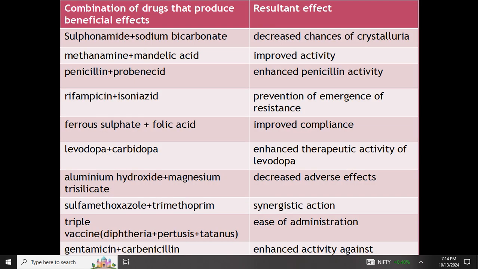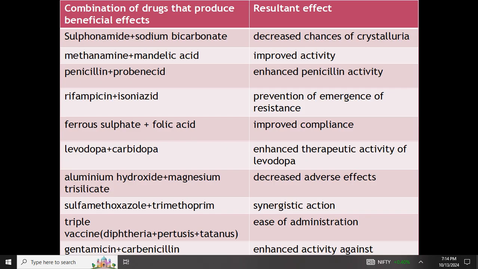So this is the combination of the drugs that produce beneficial effects and the resultant effect. Sulfonamide, when given in combination with sodium bicarbonate, there will be a decreased chance of crystalluria. So crystal formation in the urine will be reduced. Methenamine, given along with mandelic acid, there will be improved activity of both methenamine and mandelic acid. Penicillin plus probenecid, the resultant effect is enhanced penicillin activity. Rifampicin, when given along with isoniazid, leads to prevention of emergence of resistance.